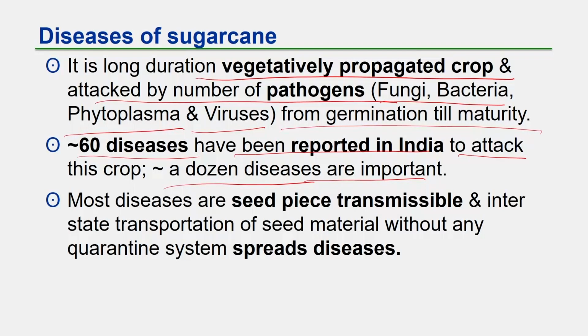Most diseases are seed piece transmissible. Interstate transportation of seed material without any quarantine system spreads the disease. So most important, transmission of disease happens through set to set, meaning planting material can carry many diseases.